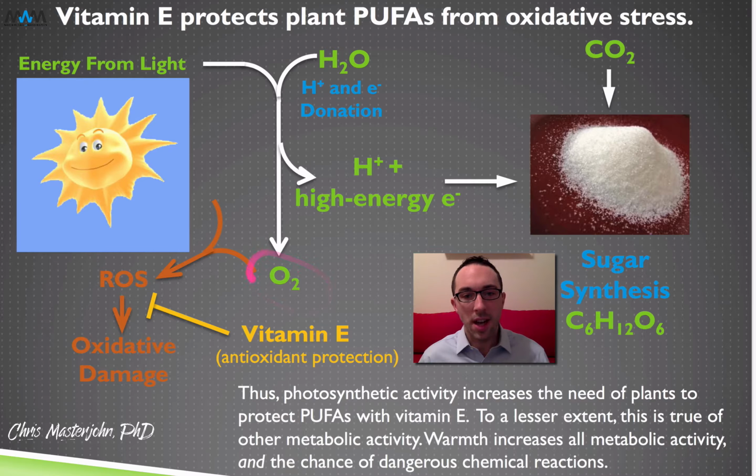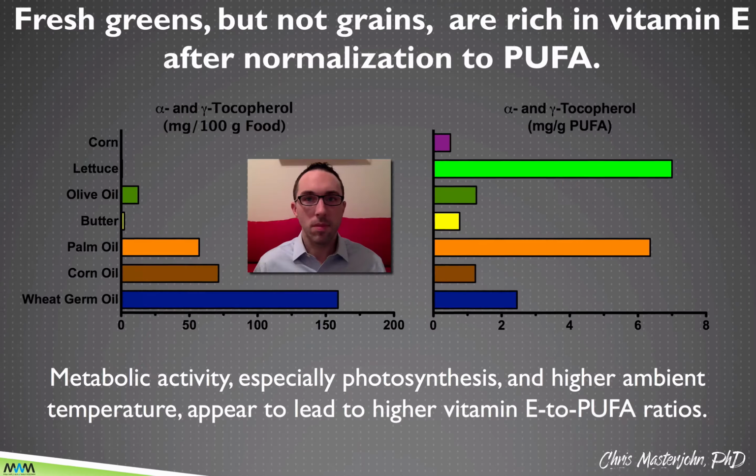But oxygen in high concentration, especially in the presence of ultraviolet light from the sunlight, can be converted into reactive oxygen species like superoxide and hydrogen peroxide. The plant requires vitamin E to protect its PUFAs from reactive oxygen species, just like we do. So a plant that has high photosynthetic activity needs a lot of vitamin E to protect against that oxidative liability from the oxygen and the ultraviolet light.